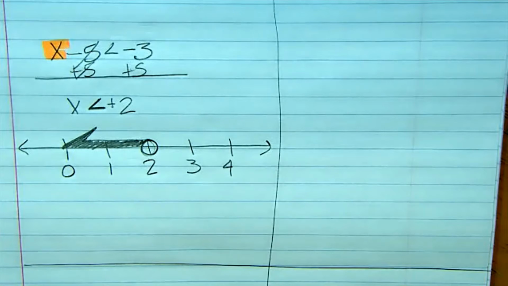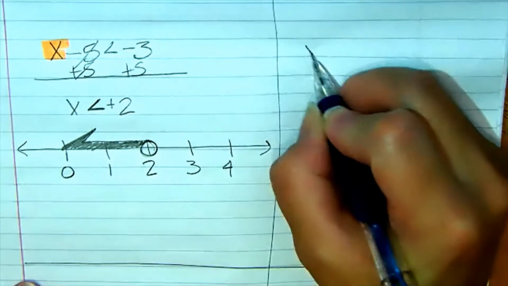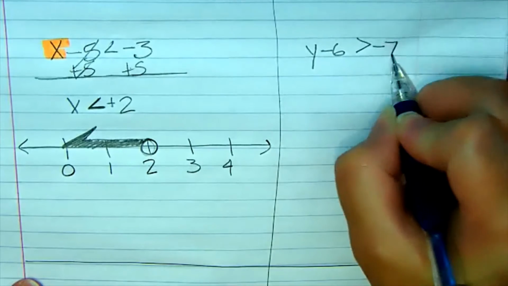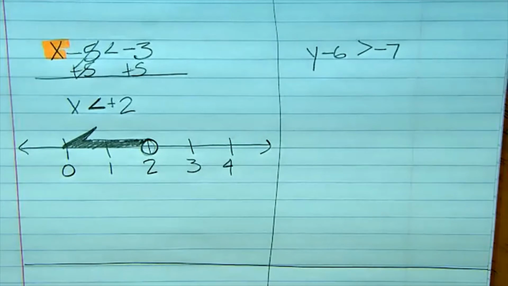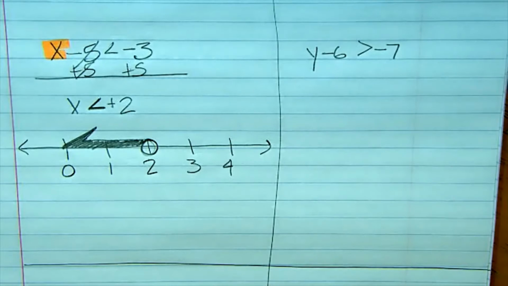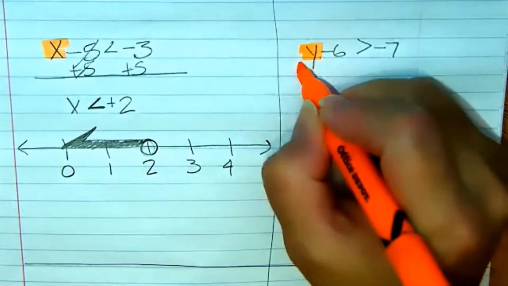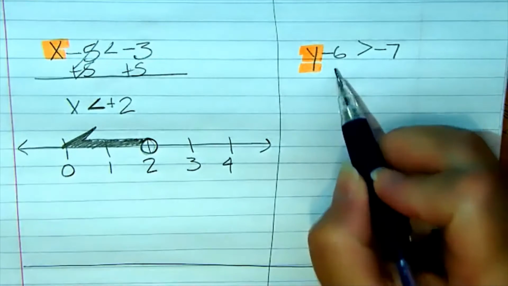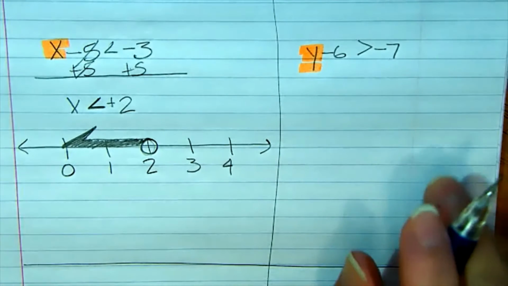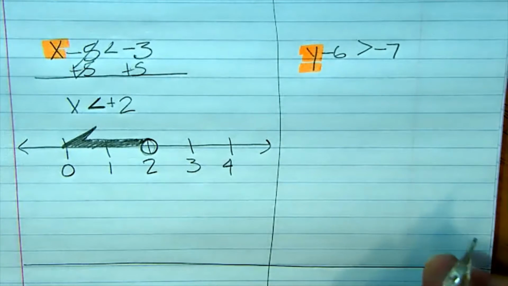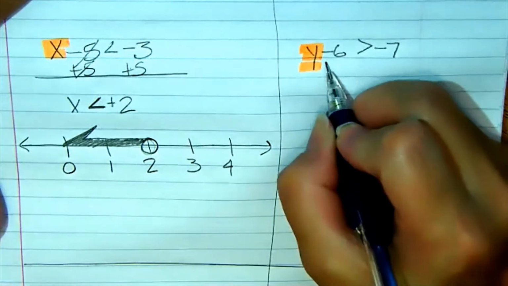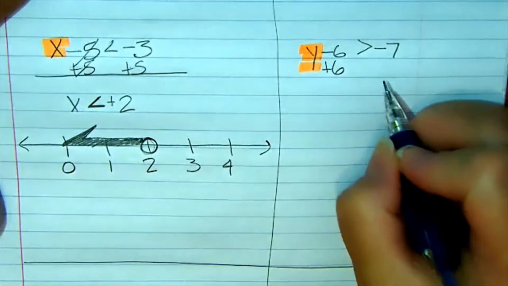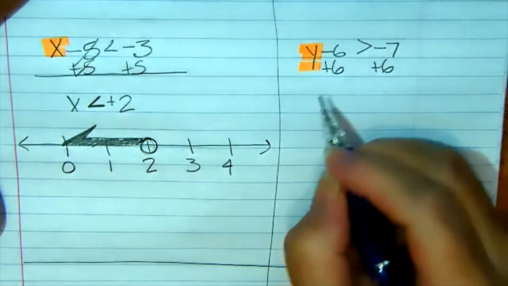Okay, let's do another one. y minus 6 is greater than negative 7. You guys already know how to do this. We need to isolate the variable. To do that, I need to get rid of this negative 6. So I'm going to undo negative 6. I need to use inverse operations. I'm going to add 6. What I do to one side, I must do to the other.